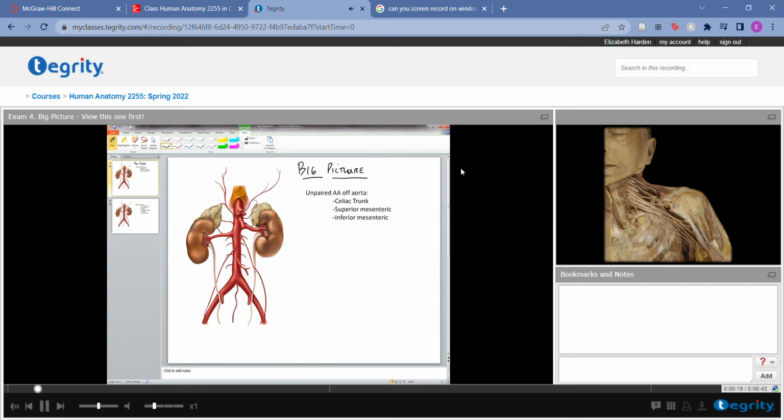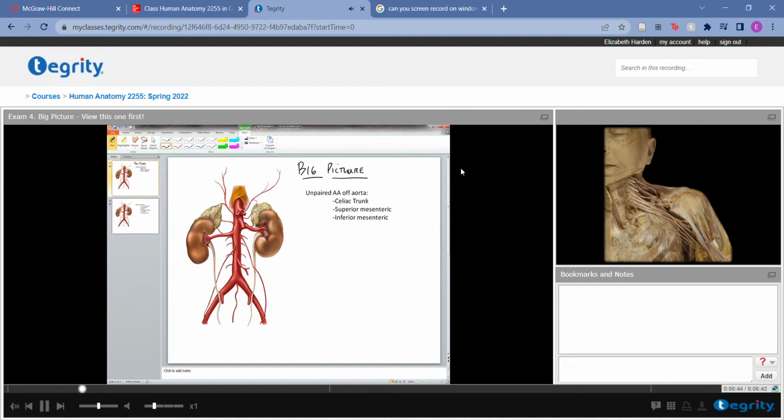Just one presentation. So the first thing we're going to talk about are those vessels that come off of the aorta as unpaired structures. Now you can see in this picture over here, here's the diaphragm, and of course you can see the aorta peeking out from underneath the diaphragm, and you have all of these vessels coming off of it.